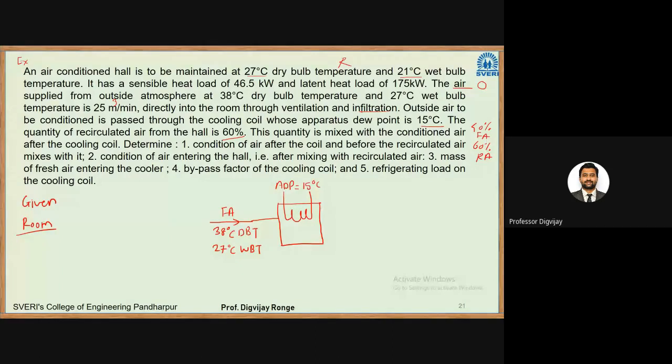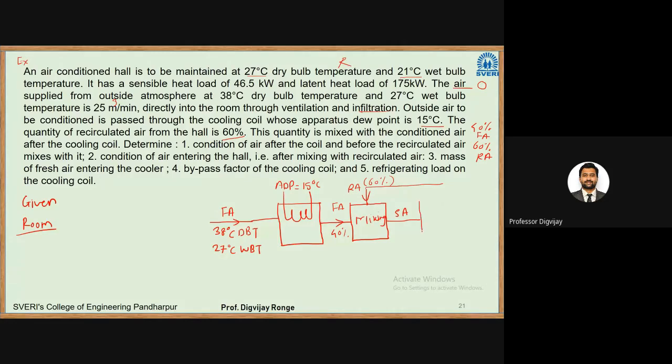Okay. Now this air is being cooled. Then it goes to the mixing chamber. So this is your mixing chamber. So there comes the return air. Return air is 60% and fresh air is 40%. Okay, so mixing takes place here. Then we have a supply air.